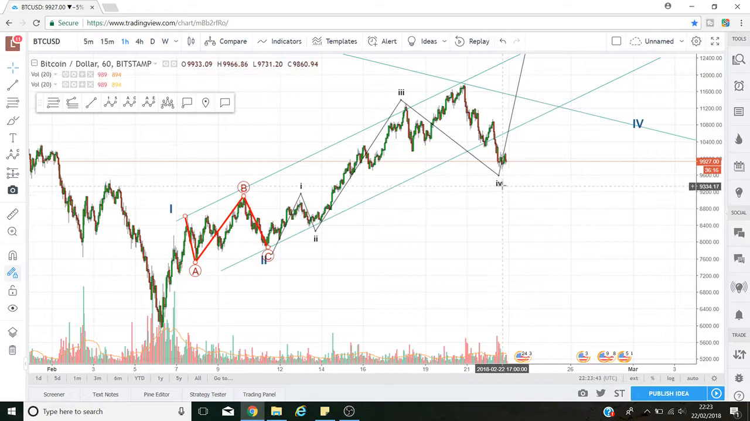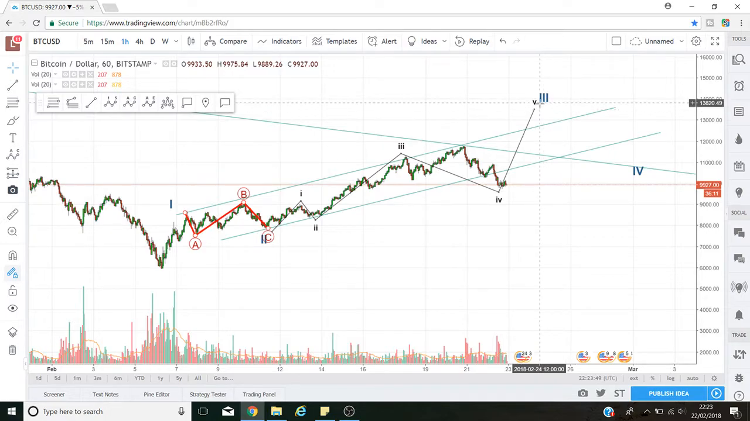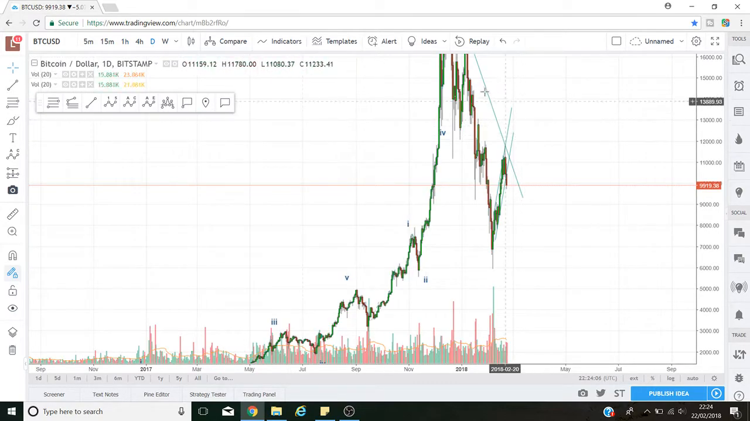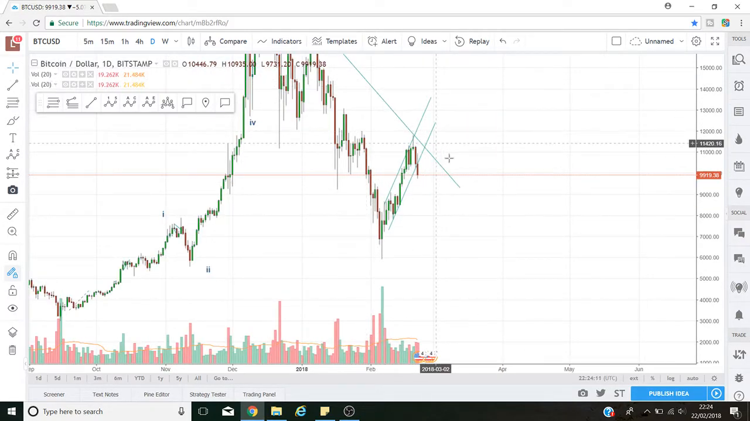Alright, so if that's our end of wave 4, I'm anticipating a wave 5 up to around here before we see a wave 4 on a larger degree, because this is the end of the wave 3, and then you've got wave 4. I believe it will test this line. This line here corresponds with, let me show you on the daily, this line coming down right there. So it's going to break this line coming up to about here. Wave 4 will retest it, and wave 5 is going to finish up here.